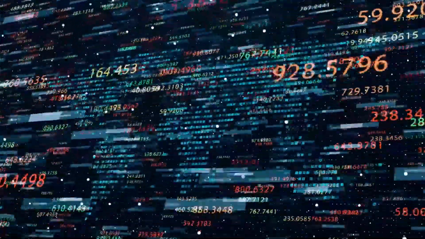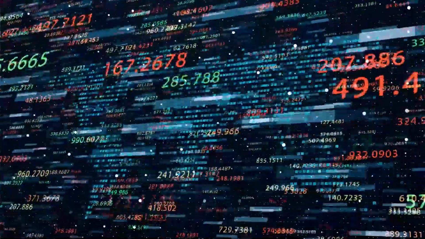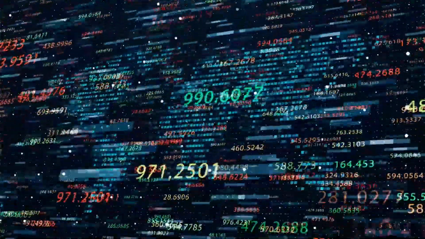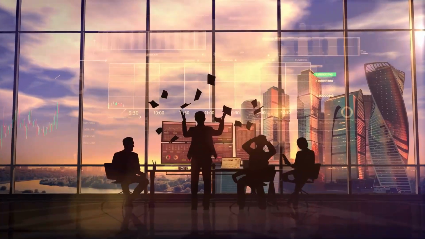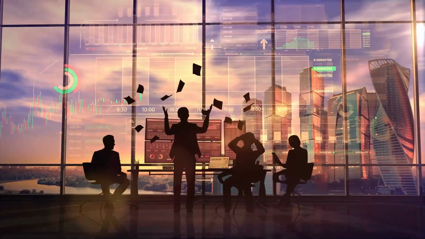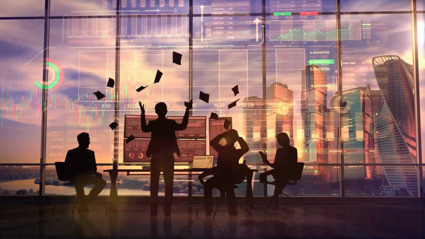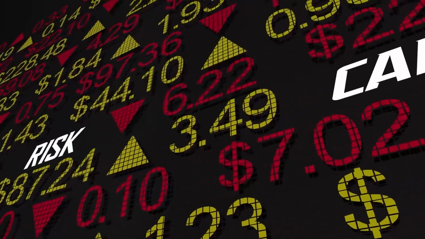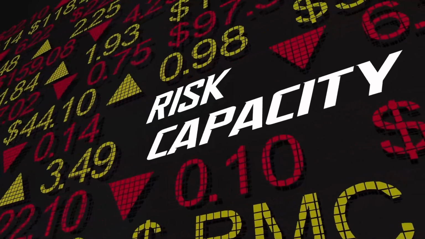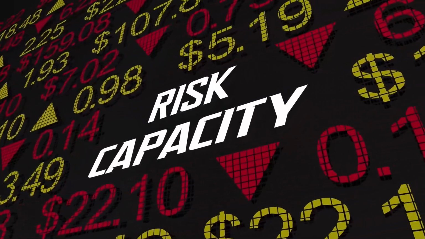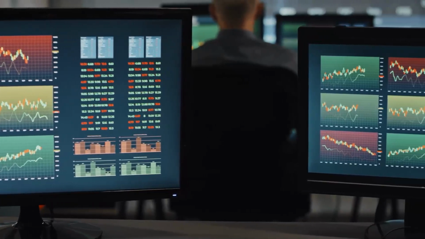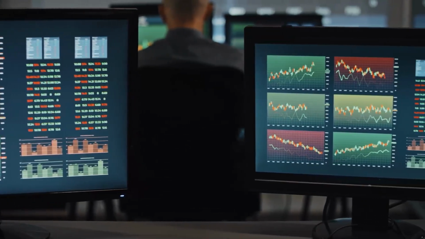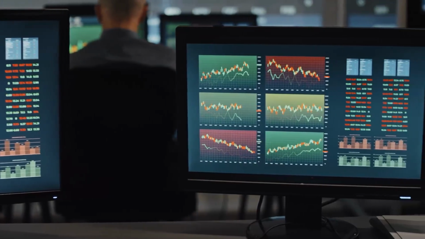Probability is the likelihood of an event occurring, and it can be expressed as a percentage or as a decimal. In trading, probability is used to determine the likelihood of a trade's success or failure. Risk, on the other hand, is the potential for loss. Every trade involves some degree of risk, and it's important to understand how to manage that risk to protect your capital and maximize your returns.